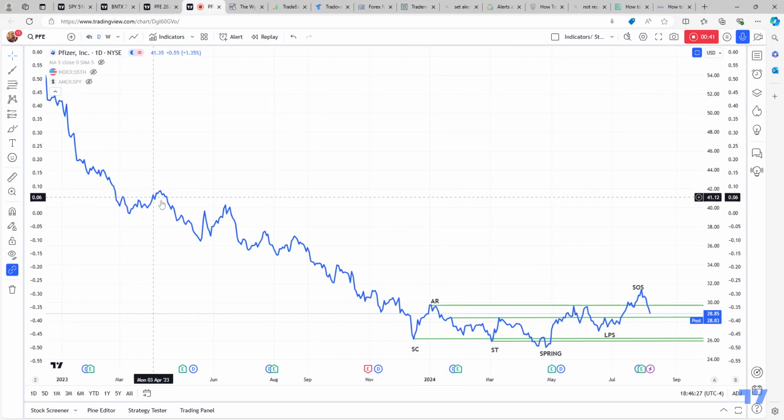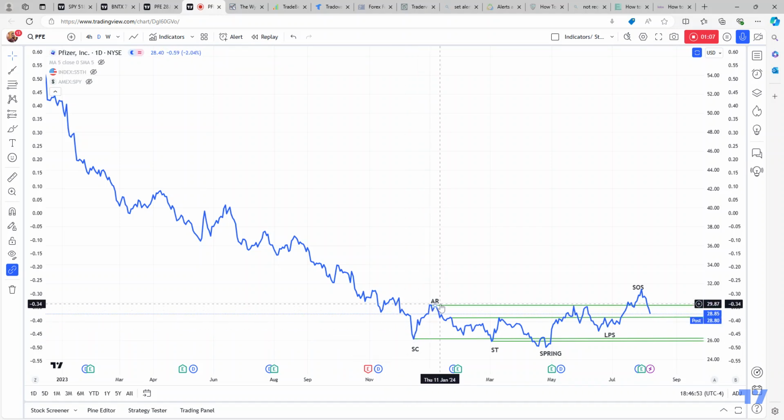Now there was a big markdown phase. The stock had halved from the top, and it kept falling for more than a year, and it was down more than 50-55% from the top. Then what we get at the bottom here is selling climax, where the price starts to drop, it accelerates. And after that, you get an automatic reaction.